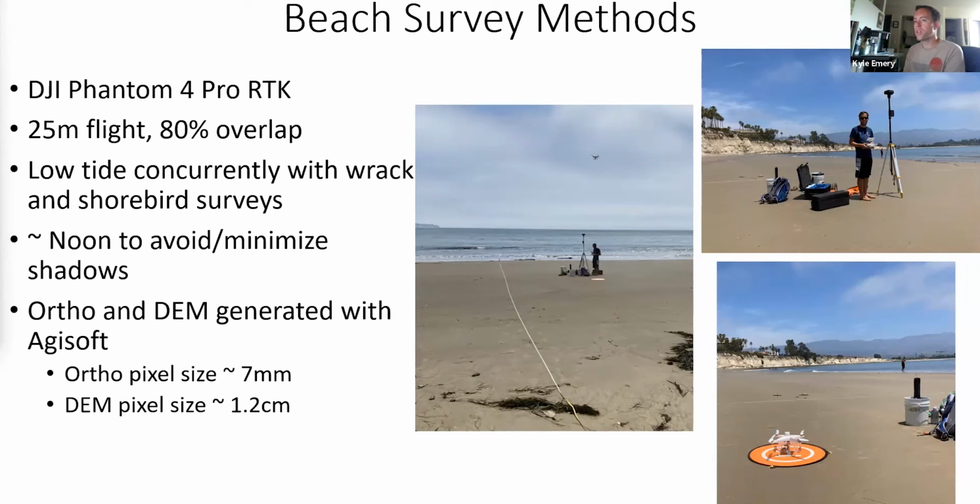So with this data, we're generating orthomosaics and DEMs using Agisoft. And because of our low altitude and high image overlap, we're able to generate really high resolution products. So our orthomosaic pixel size is generally on the order of 7 millimeters, and our digital elevation model around 1.2 centimeters.